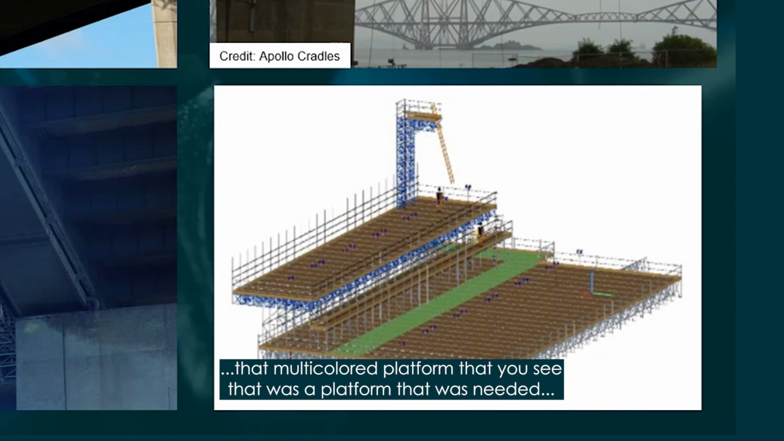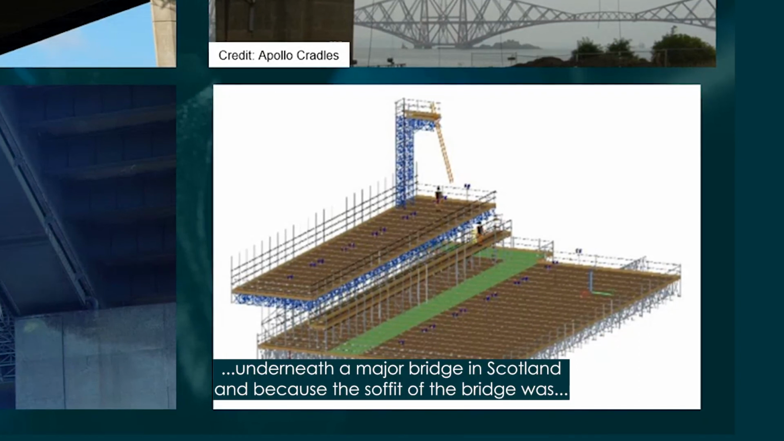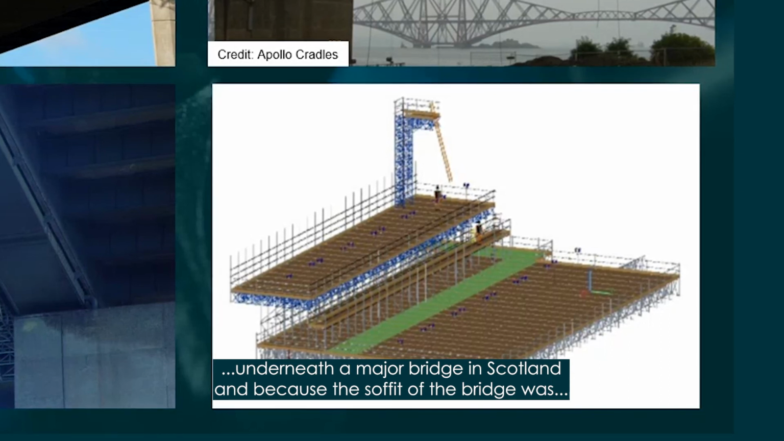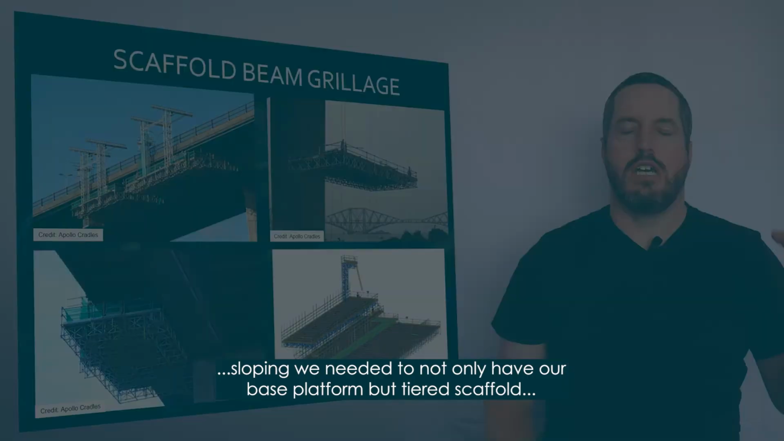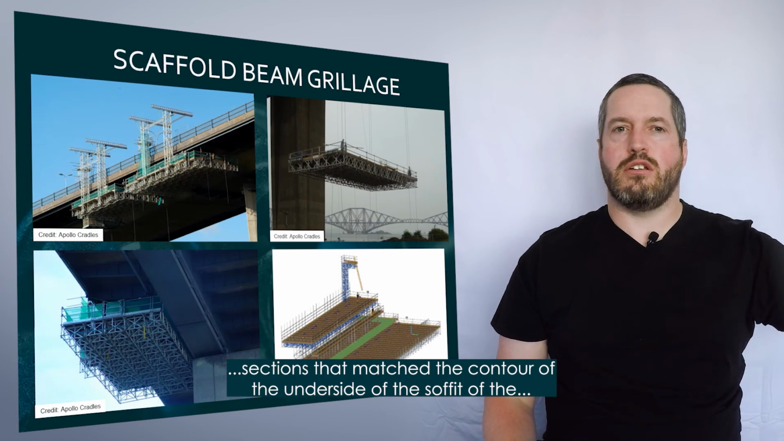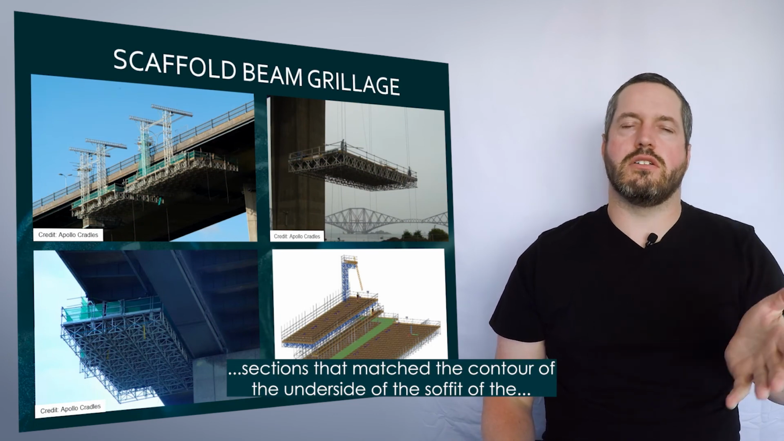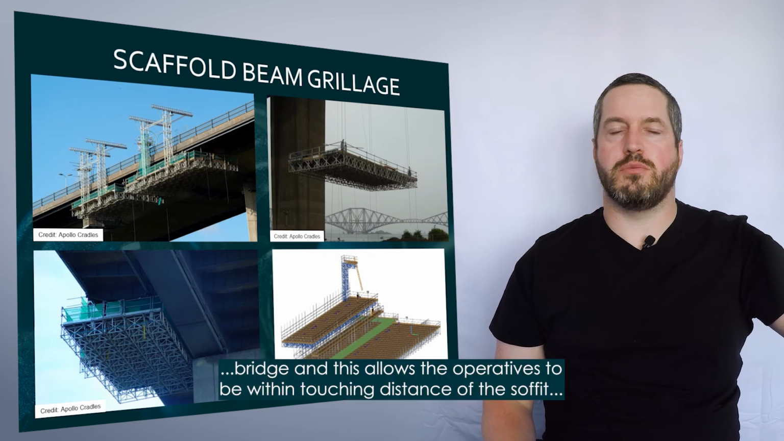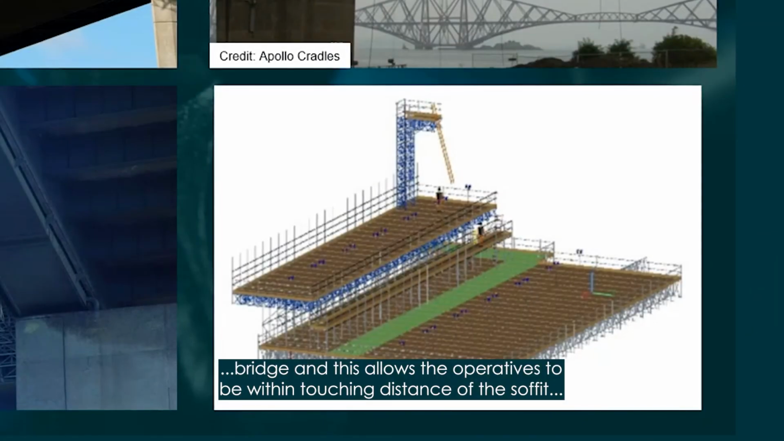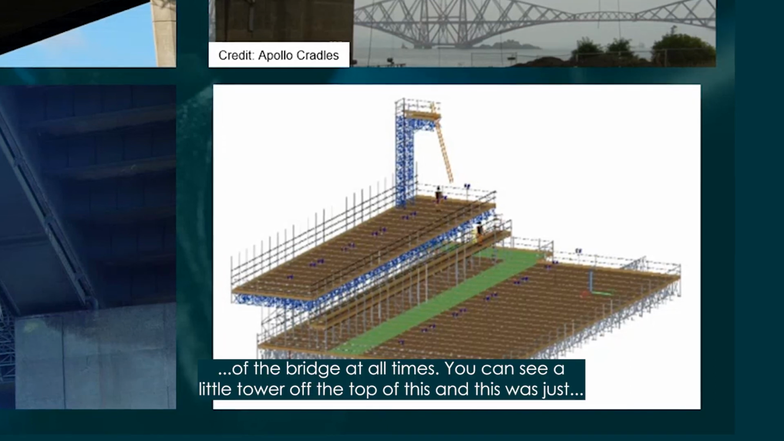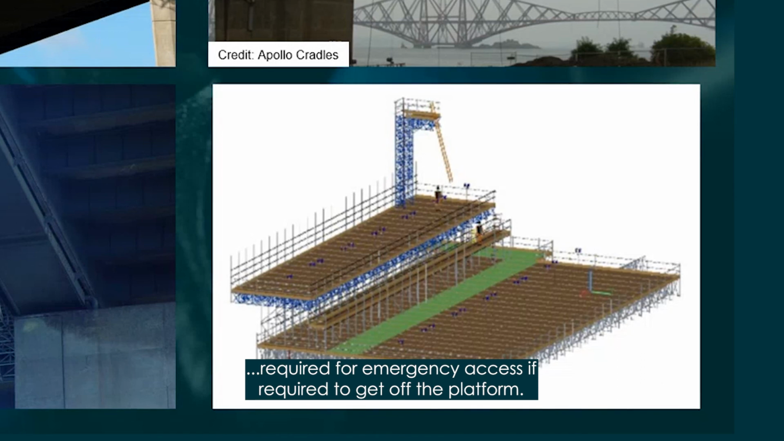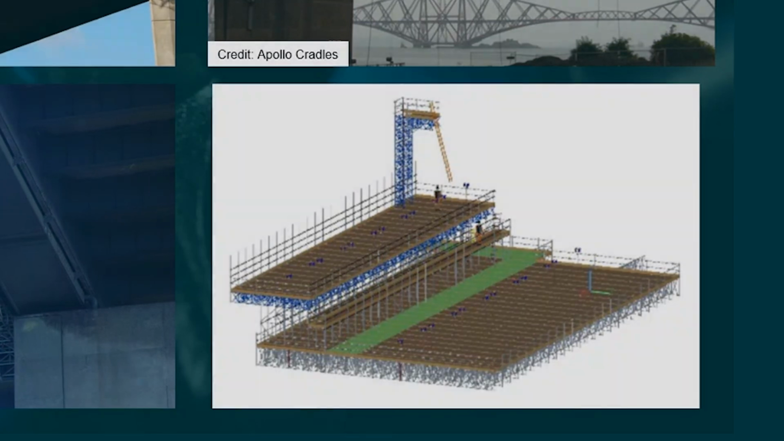The bottom corner, that multicolored platform that you see, was a platform that was needed underneath a major bridge in Scotland. And because the soffit of the bridge was sloping, we needed to not only have our base platform, but tiered scaffold sections that matched the contour of the underside of the soffit of the bridge. And this allows the operatives to be within touching distance of the soffit of the bridge at all times. You can see a little tower off the top of this, and this was just required for emergency access if required to get off the platform.